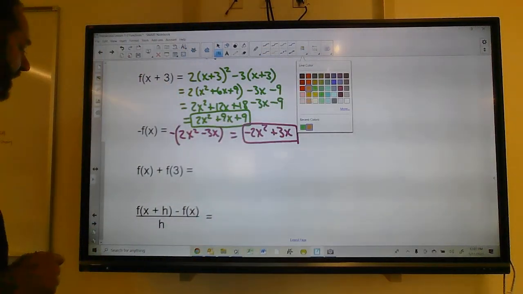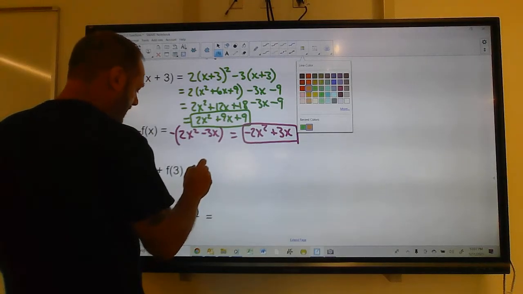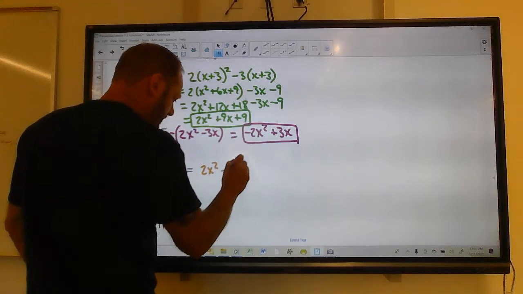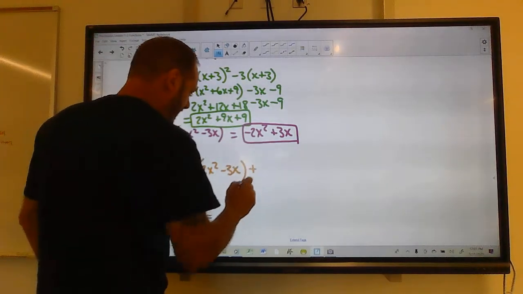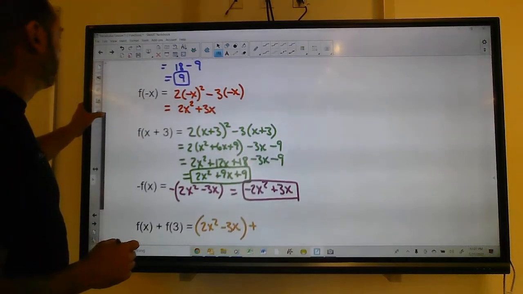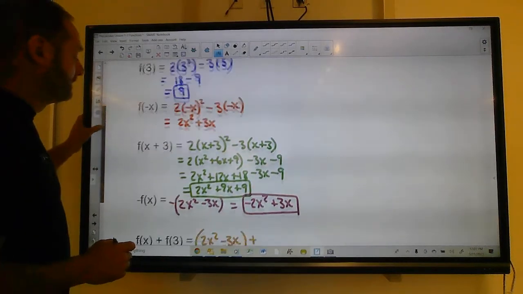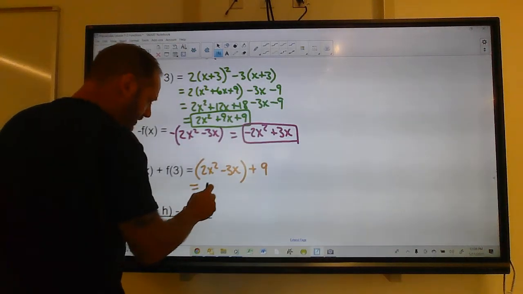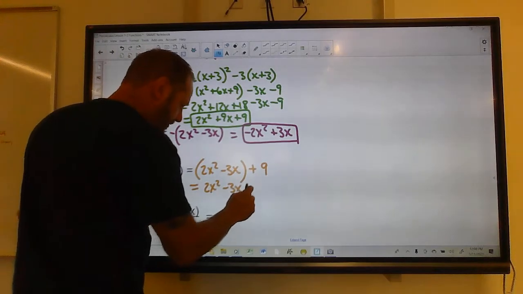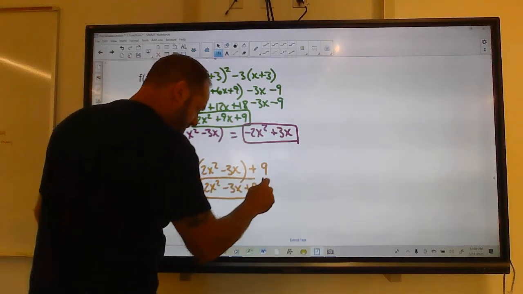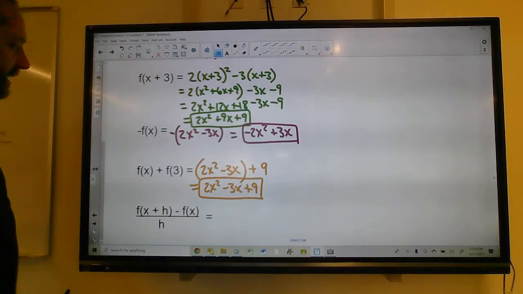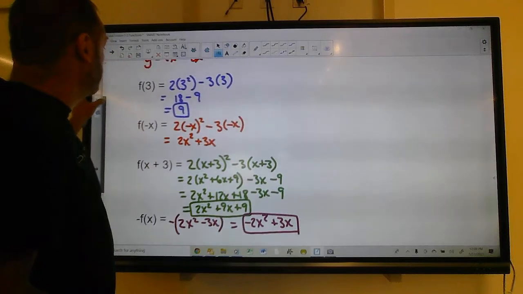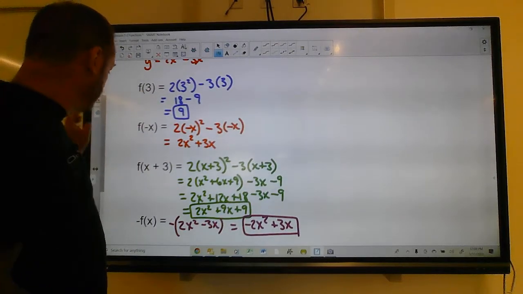Okay, what about f of x plus f of 3? Okay, so not hard. F of x is just 2x squared minus 3x. And then I'm going to add to that f of 3. Well, I already figured out what f of 3 was up here. F of 3 is 9. So this is just plus 9. And so this is going to be 2x squared minus 3x plus 9. Now, if I hadn't already done this, I'd have to put 3 in here, figure out what this was, and then add it.